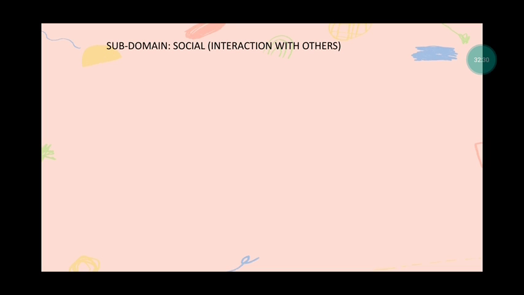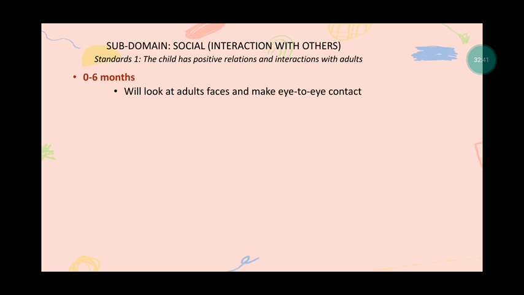For subdomain social, interaction with others. Standards 1. The child has positive relations and interactions with adults. 0 to 6 months will look at adults' faces and make eye contact. Sa kaning development sa usa ka infants is tutukan ka sa bata kanang murag iyang sag-uhon imuhang now like ingana. Then plays peekaboo interactively with others.